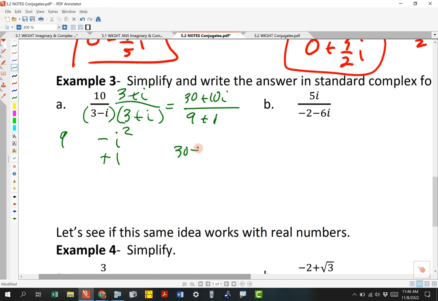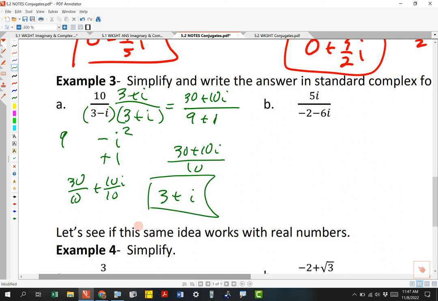Okay, so this is 30 plus 10i over 10. So this is going to end up being 30 divided by 10, 3, plus 10i over 10. So this is going to be 3 plus i. And we've written it in standard form. Great job. Any questions?